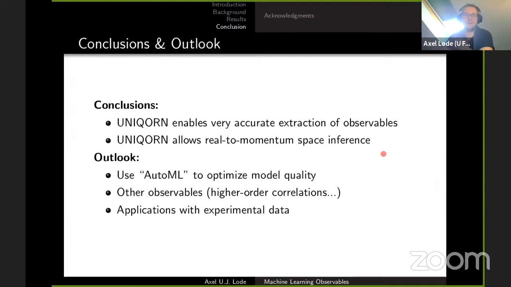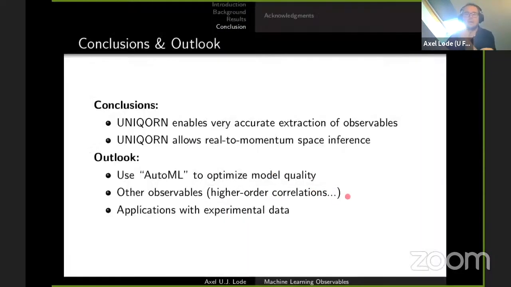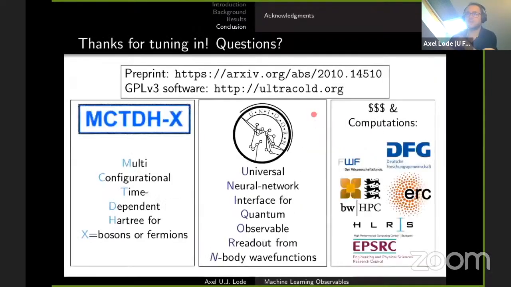And as an outlook or a to-do list, we want to further optimize the architecture of our networks using AutoML tools, where the tedious loop of optimizing the architecture of the neural network to perform the task optimally is just automated. We want to consider other observables, namely high order correlations. We only went up to order 2 here, so there are many more. And we are looking for applications with experimental data. And with that, thanks for your attention.